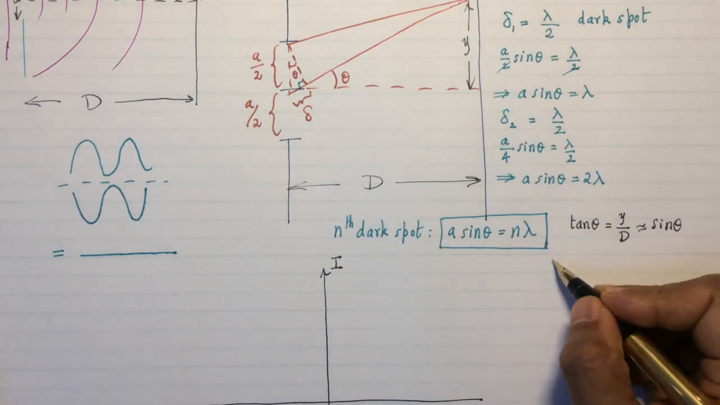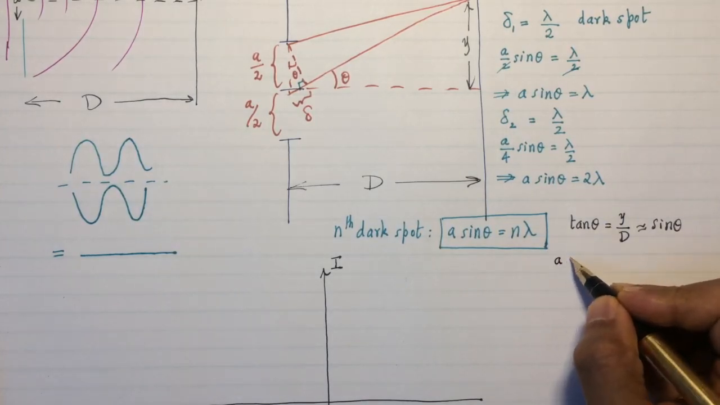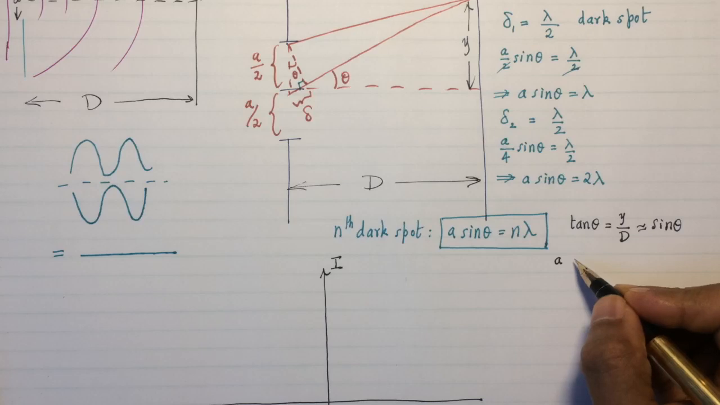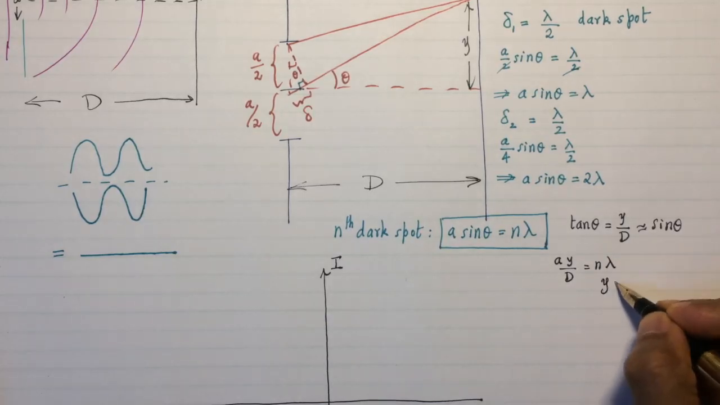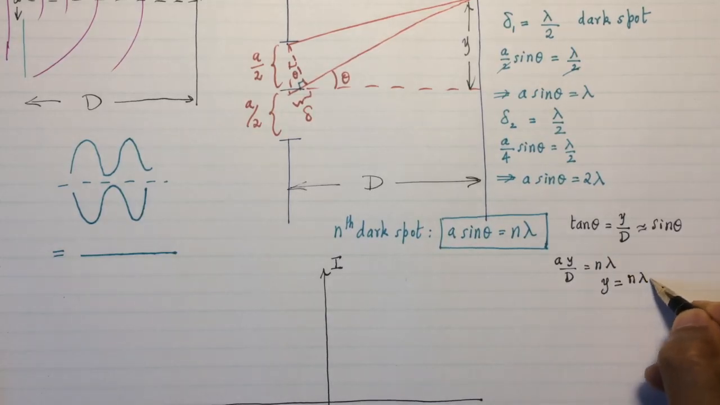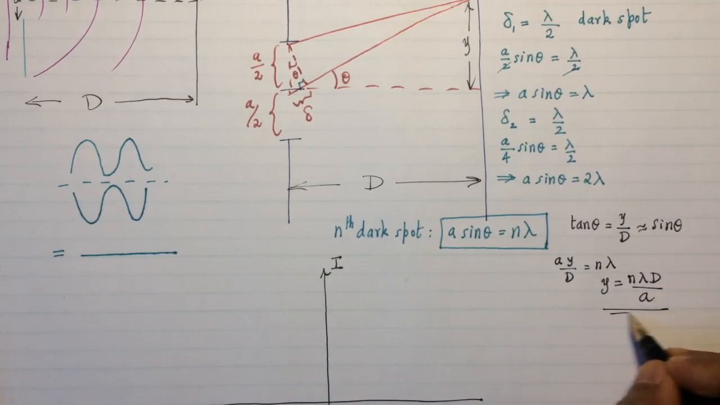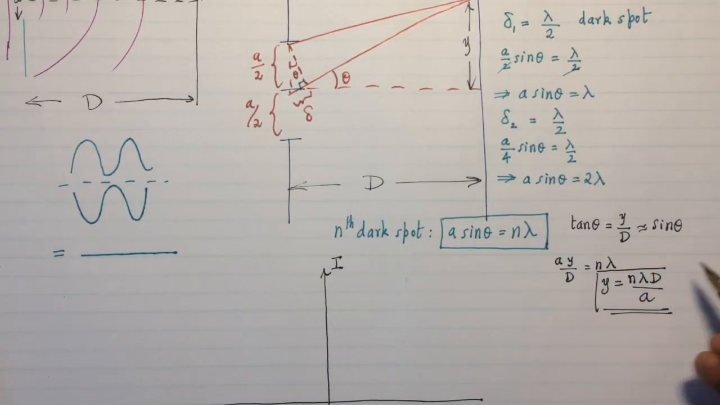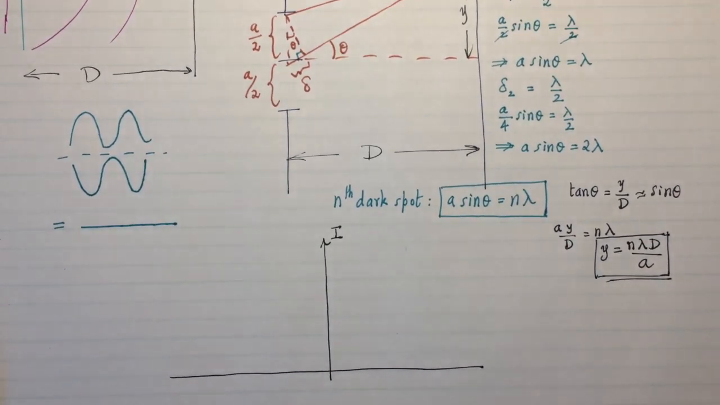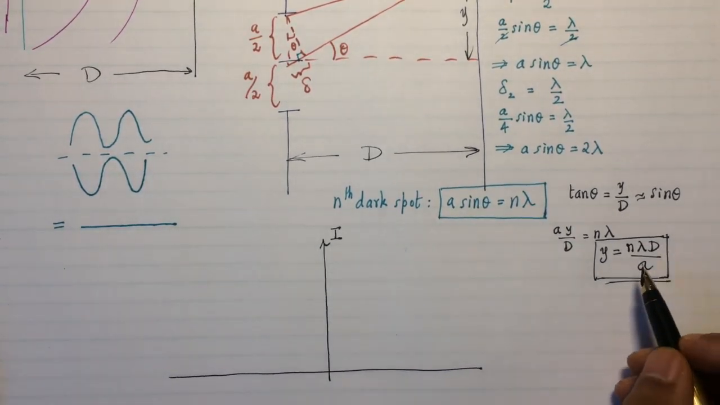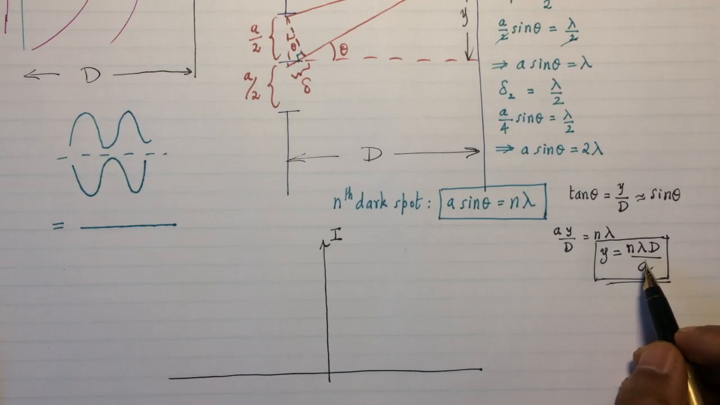So let's write this criterion. I'll get a times tan theta, which is y over d, equals n lambda, and this tells me that y equals n lambda d upon a. This tells you all the locations of the dark spots on the screen itself for n equals 1, n equals 2, etc.